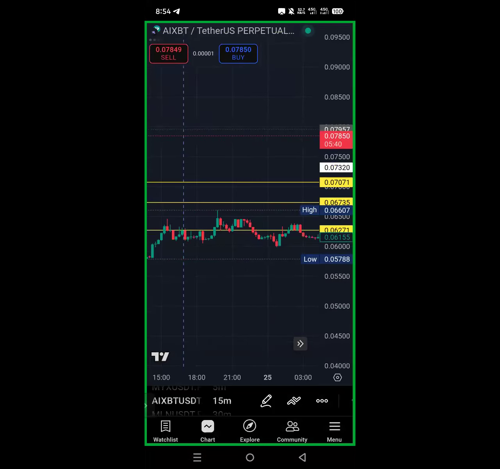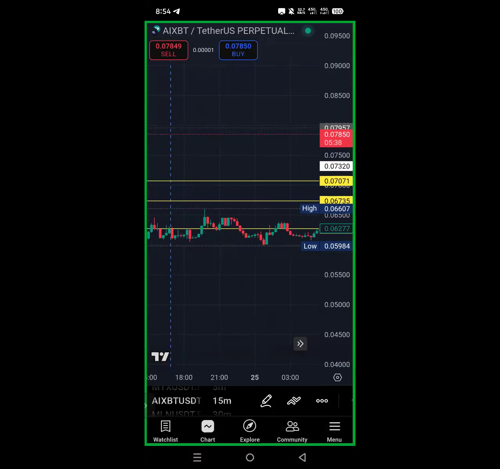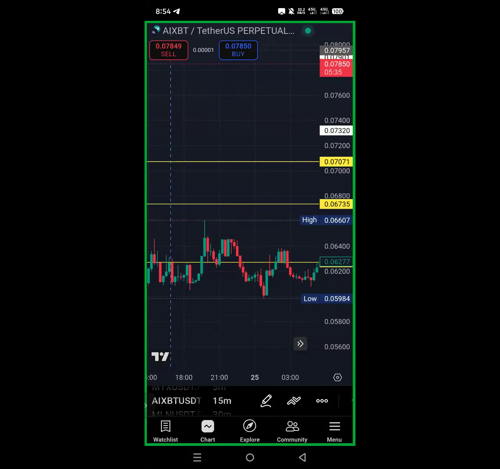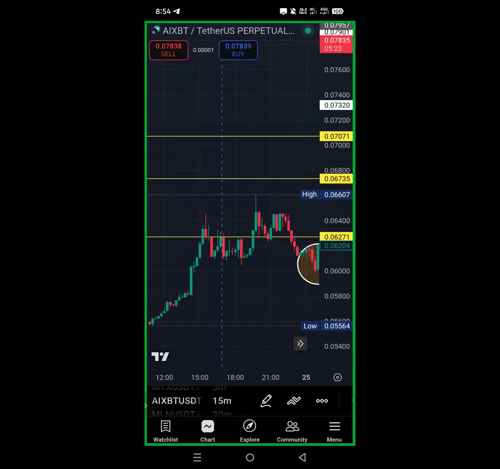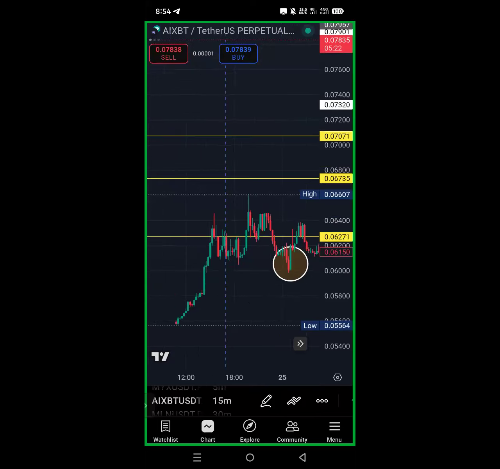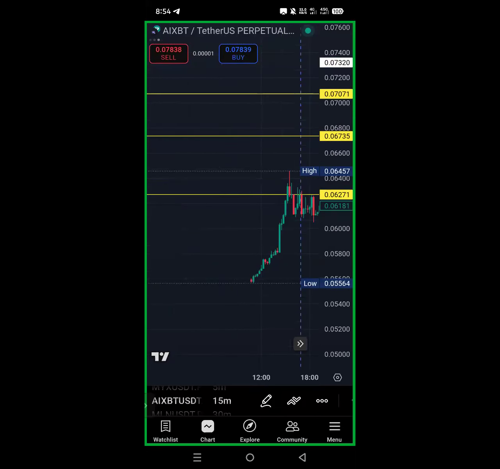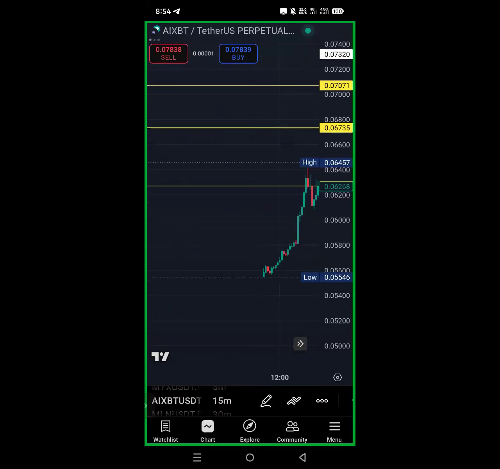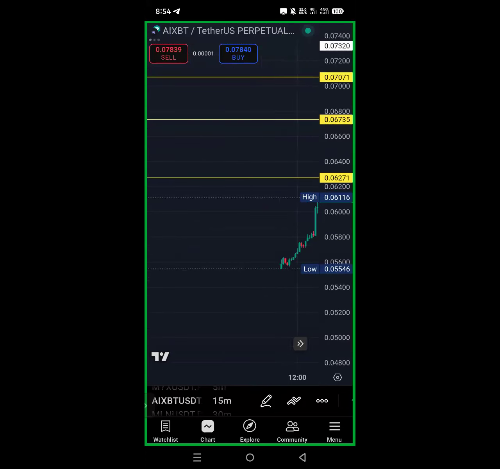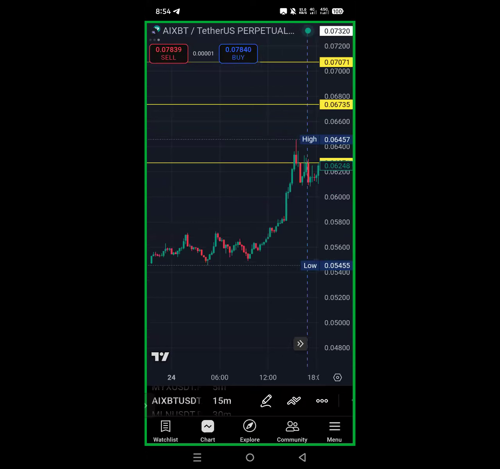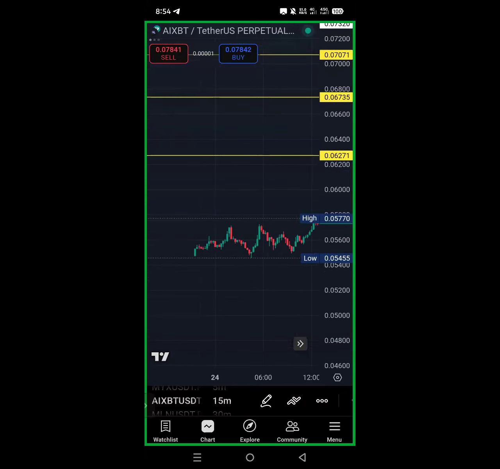Another example of a bullish engulfing is this. See here. This is another example of a bullish engulfing candlestick. You see it here? Yeah. Another example there. So they're common. You will find them often. It's just a matter of paying attention. Not that they may always happen, but when they happen, that is how you go about them.